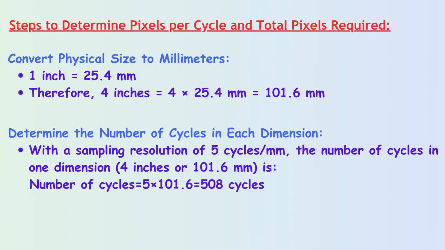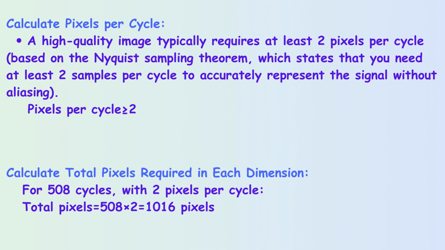Secondly, determine the number of cycles in each dimension. With a sampling resolution of 5 cycles per mm, the number of cycles in one dimension of 4 inches or 101.6 millimeters is: number of cycles equals 5 × 101.6, which equals 508 cycles. Thirdly, calculate pixels per cycle. A high-quality image typically requires at least 2 pixels per cycle, based on the Nyquist sampling theorem, which states that you need at least 2 samples per cycle to accurately represent the signal without aliasing. Pixels per cycle equals 2.